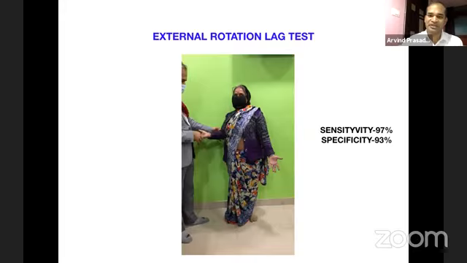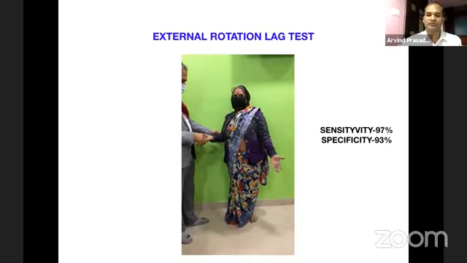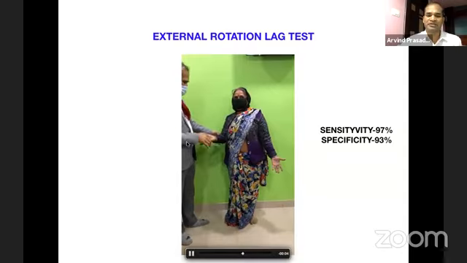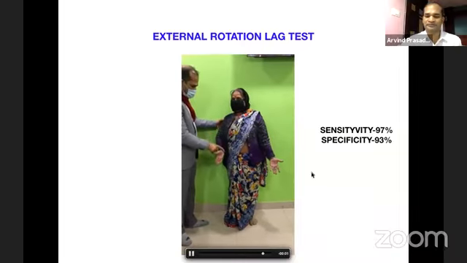The next is the external rotation lag test, in which the arm is kept at the side of the body and the elbow is flexed at 90 degrees, and the forearm is brought into external rotation. In this position, ask the patient to hold in external rotation. If there is tear of the infraspinatus, then patient will be unable to hold in this position. Here you can see on bringing external rotation, patient is unable to hold in this position.